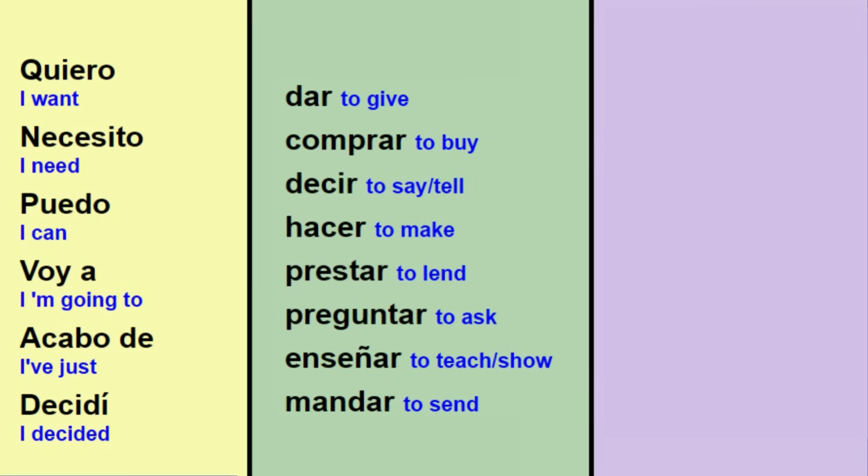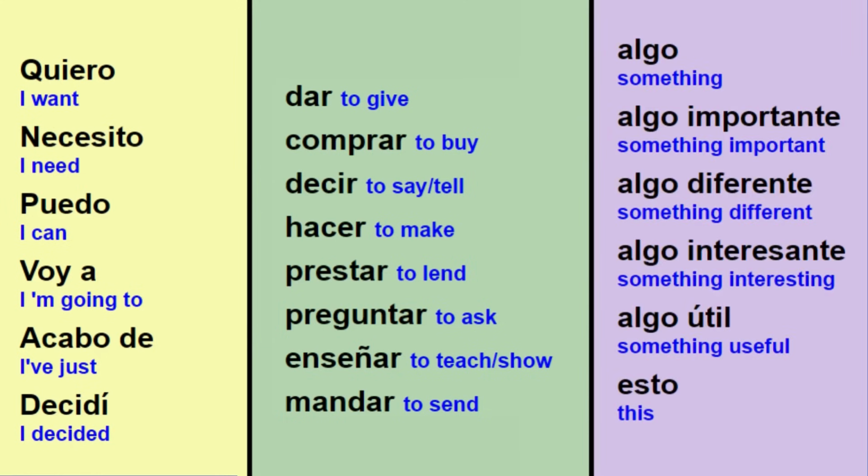Okay, let's have a look how we can finish off our sentences. So, algo, so we're looking at the final column, algo is something. Algo importante is something important. So just looking at the final two columns, how would you say to buy something important? What would that be? Comprar algo importante.